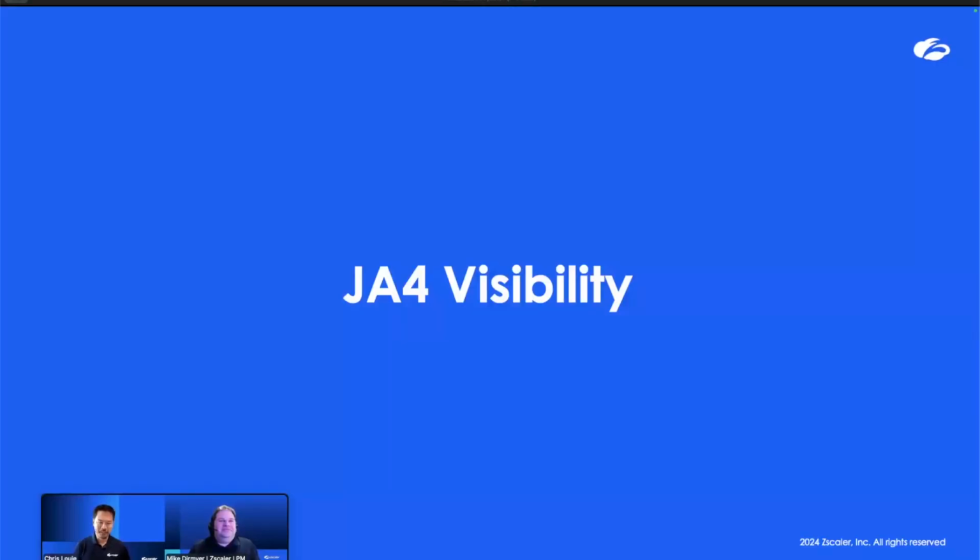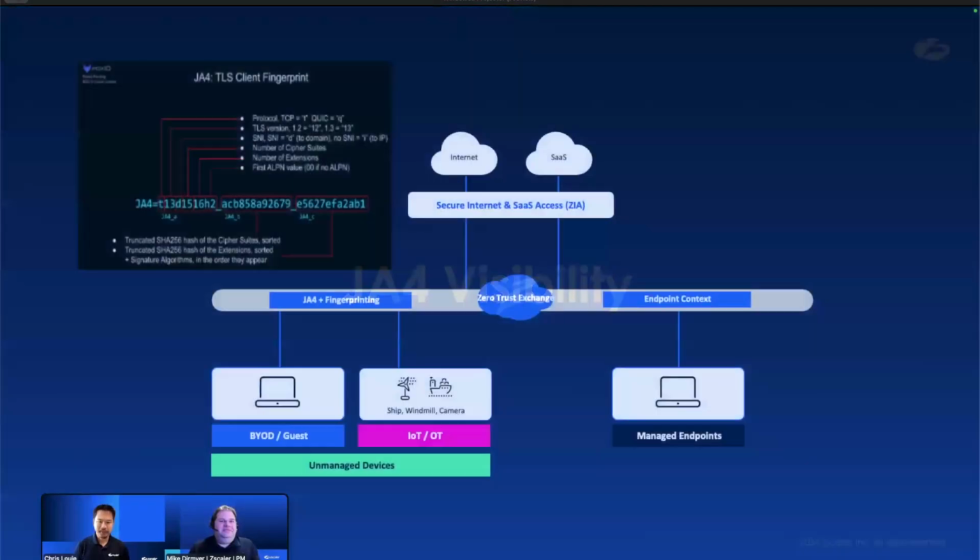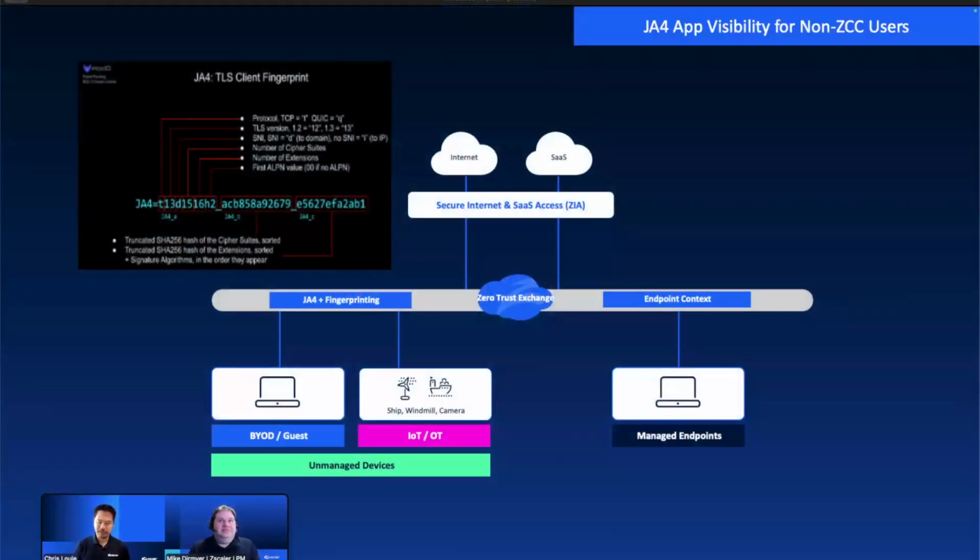And we're going to jump right into the content here with JA4 visibility. This is something that was added to our Zscaler Internet Access platform to support what's called JA4 fingerprinting. The goal here really is to detect suspicious traffic, but for non-managed endpoints. And that non-managed is key here. So I'll turn over to Mike to explain that a little bit.